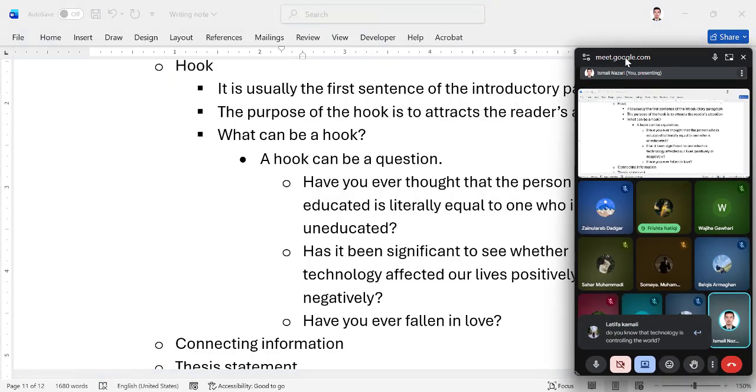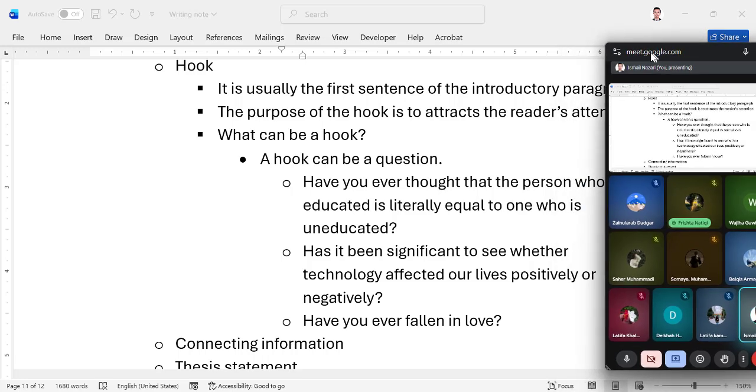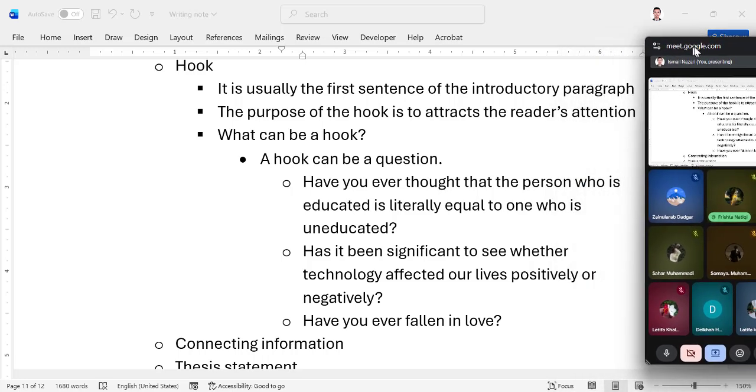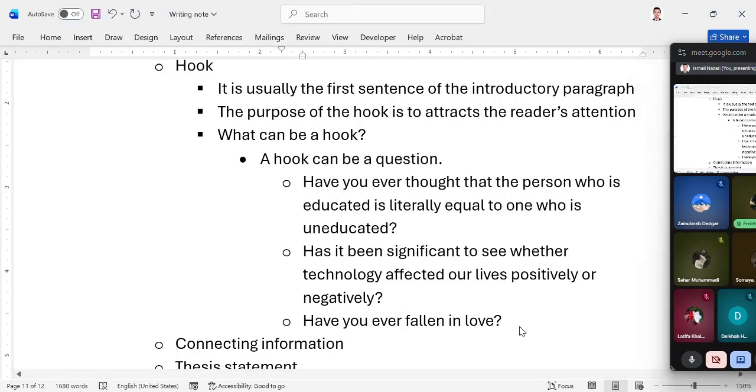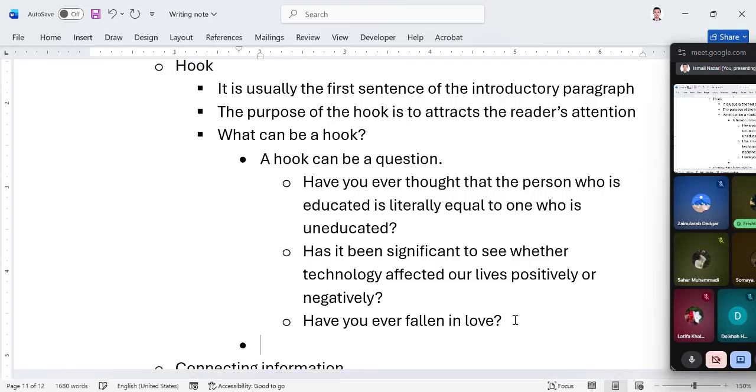So we have here, do you know? Technology is controlling. Very good. So that's one. A question can be a hook.